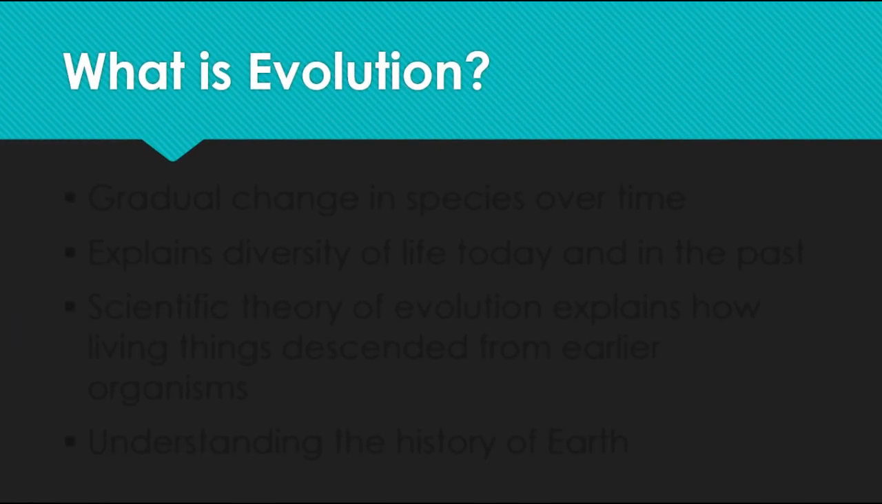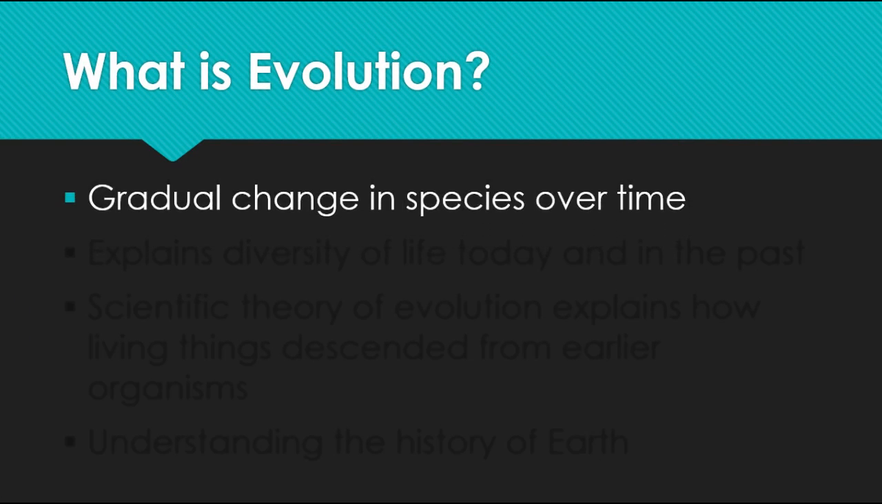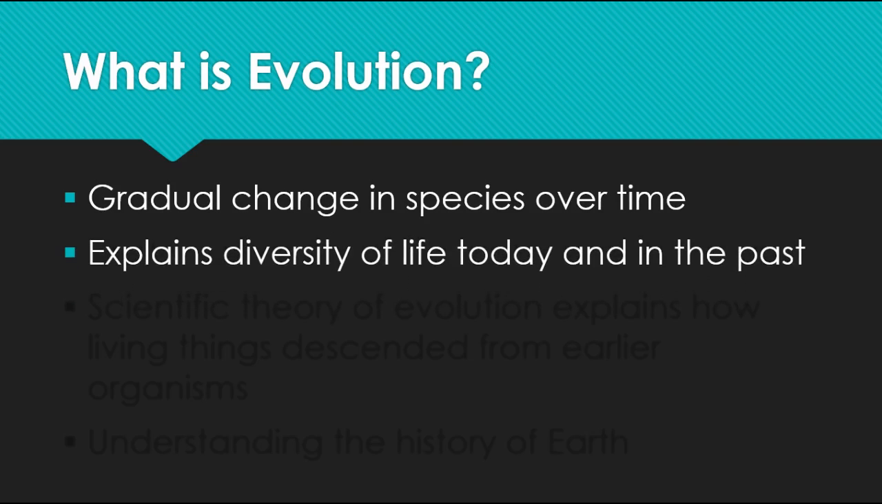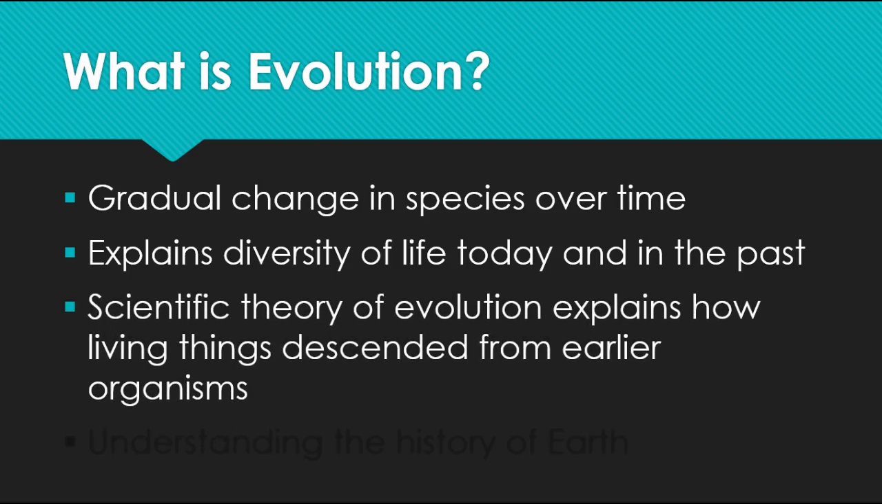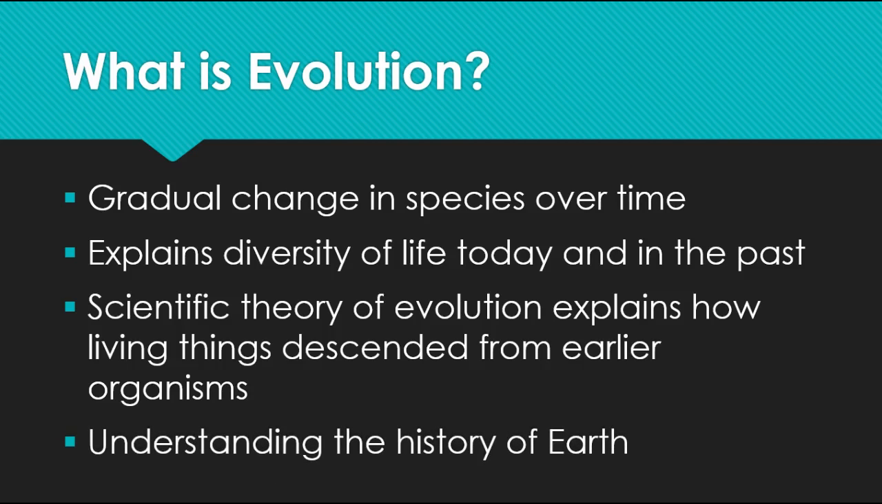So first, let's talk about what is evolution. Well, evolution is a gradual change in a species over time. Evolution explains the diversity of life today as well as in the past. And the scientific theory of evolution explains how living things descended from earlier organisms. And essentially, evolution is the key to understanding the history of Earth.